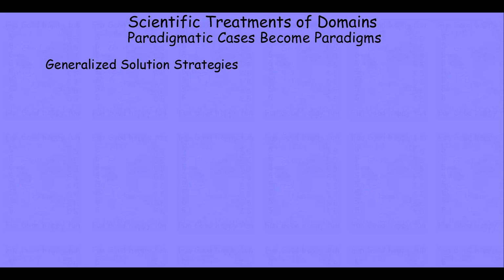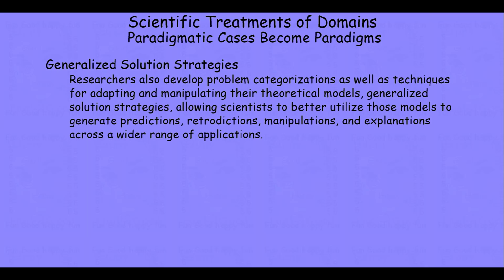As part of the process of extrapolating a paradigm from a paradigmatic case and structuring the domain around that paradigm and paradigmatic case, researchers also develop problem categorizations as well as techniques for adapting and manipulating their theoretical models. I refer to these as generalized solution strategies, and they allow scientists to better utilize those models to generate predictions, retrodictions, manipulations, and explanations across a wider range of applications and with less cognitive effort.